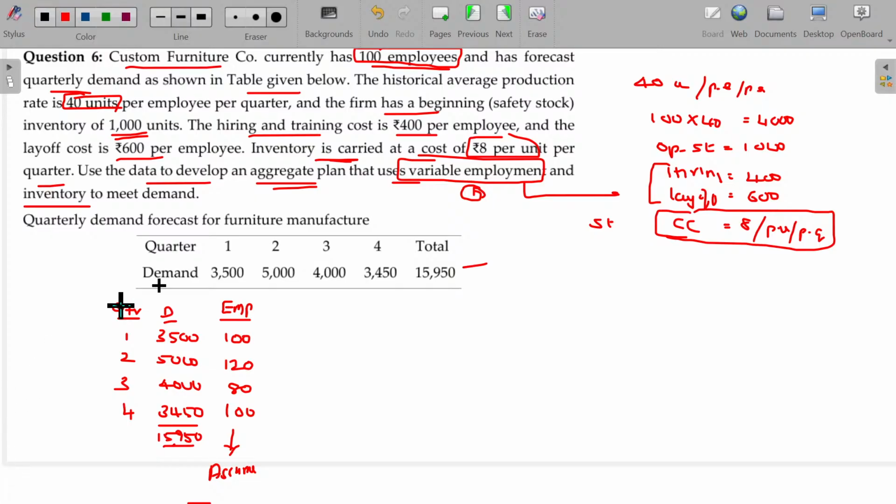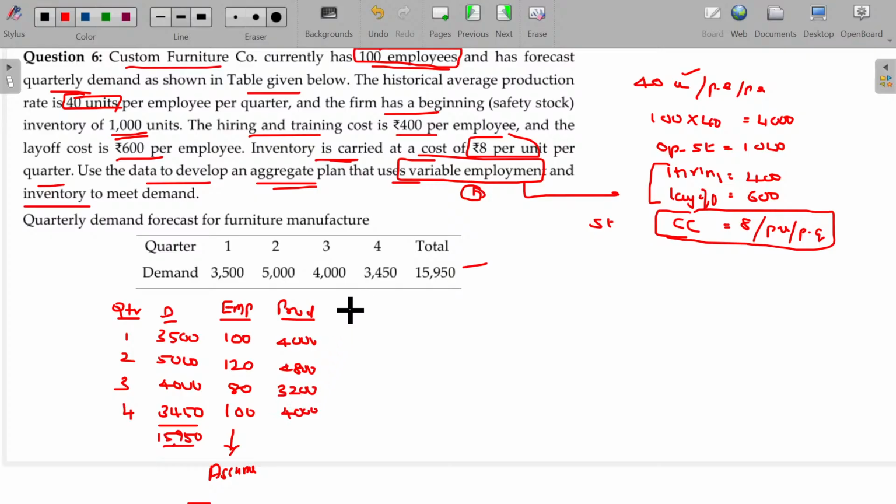Now come on, what about the production? Each employee can produce around 40 units per quarter. 100 employees, 4,000. 120 employees, 4,800. 80 means 3,200 units. Here 4,000 units.